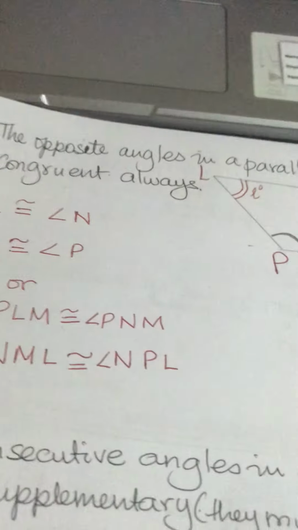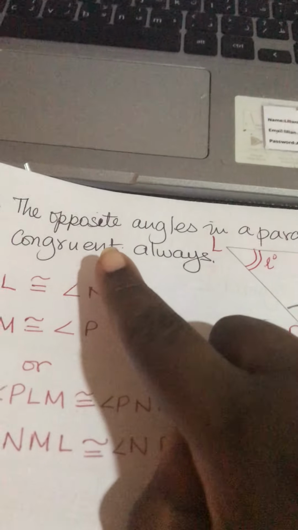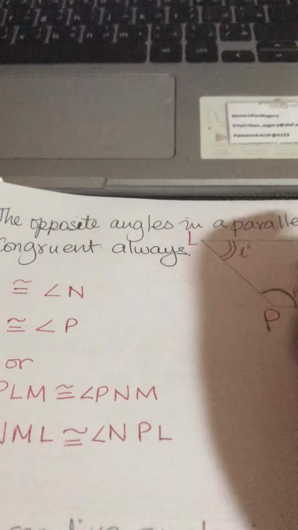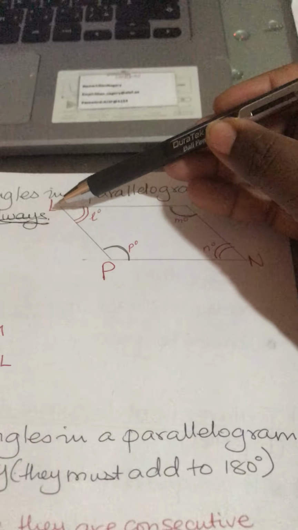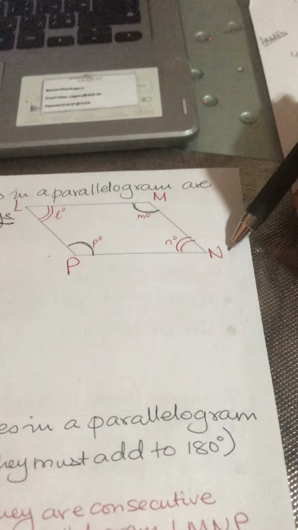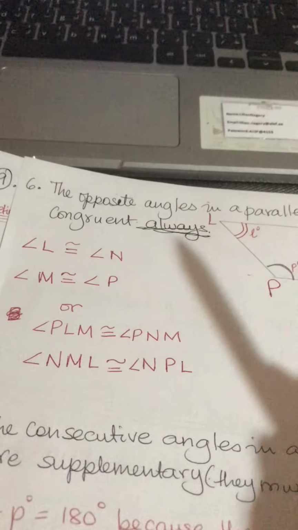So the 6th property is opposite angles in a parallelogram are congruent. And this is always. Always. This is important. So angle L is congruent to N. Angle M is congruent to P. That's all I wrote. Remember, you can use 1 letter for the angles.